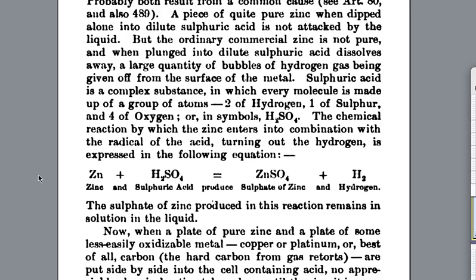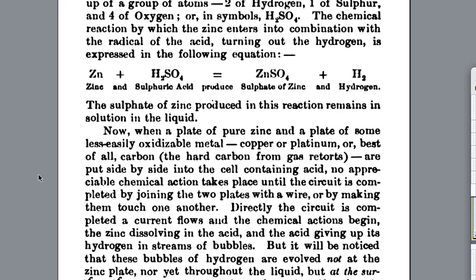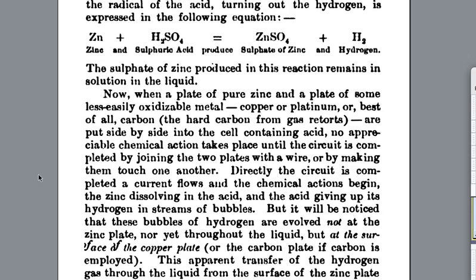This reaction produces one molecule of zinc sulfate composed of one atom of zinc, one atom of sulfur, and four atoms of oxygen, and one molecule of hydrogen gas composed of two atoms of hydrogen. In symbolic form, zinc plus sulfuric acid produces zinc sulfate and hydrogen gas. The sulfate of zinc created during the reaction remains dissolved in the liquid.